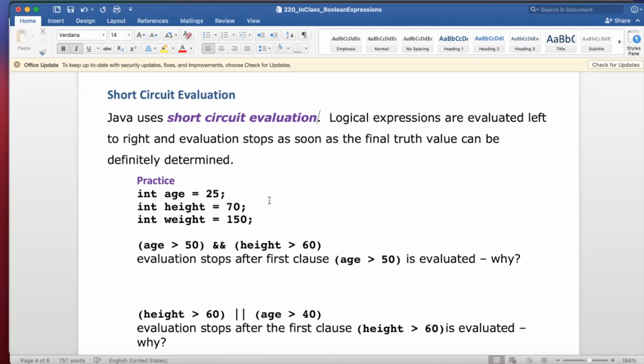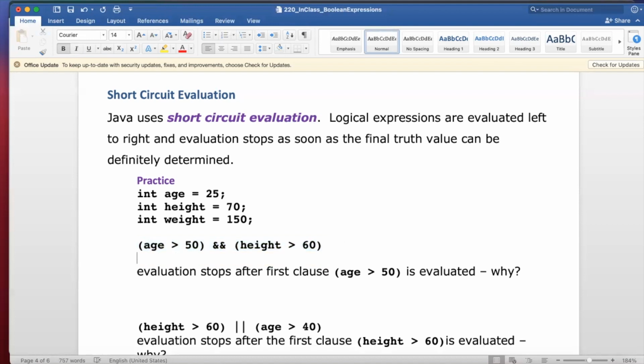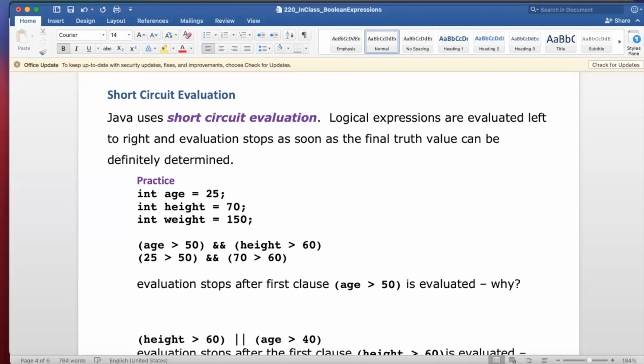Let's see how this works. Suppose that we have 3 variables in our program: an age, a height, and a weight. Suppose that we're evaluating this expression, checking to see if the age is greater than 50 and the height is greater than 60. When we're evaluating this expression, remember the first step is to fill in the value for variables, pulling those from memory. So we're going to retrieve the value of age, and that's 25. I'm going to write those all out first. And I also need to retrieve the height, that's 70, see if it's greater than 60. Now I need to evaluate the expressions. And I'm going to move from left to right.